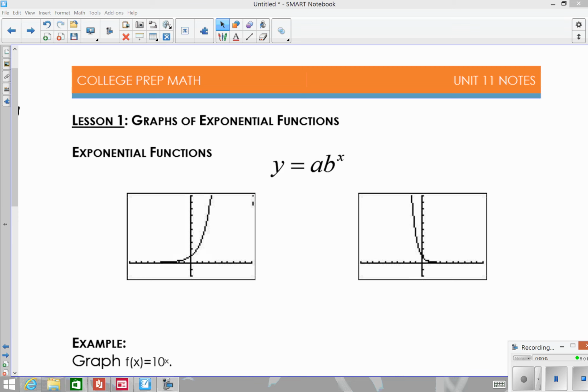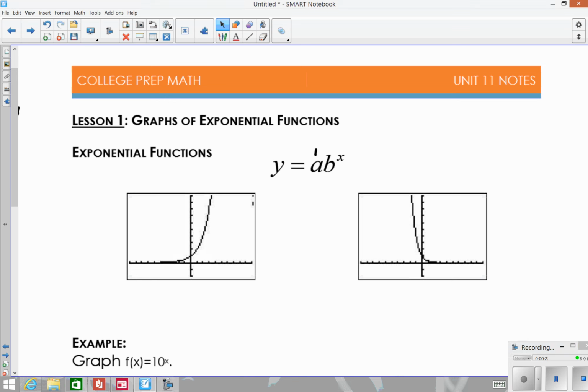In Unit 11, we're going to look at exponential and log functions. So the first thing we're going to do is look at exponential functions. And to understand exponential functions, we're going to start by looking at their graphs. Generally speaking, whenever we have an exponential function, it's in the form y equals a times b to the x.